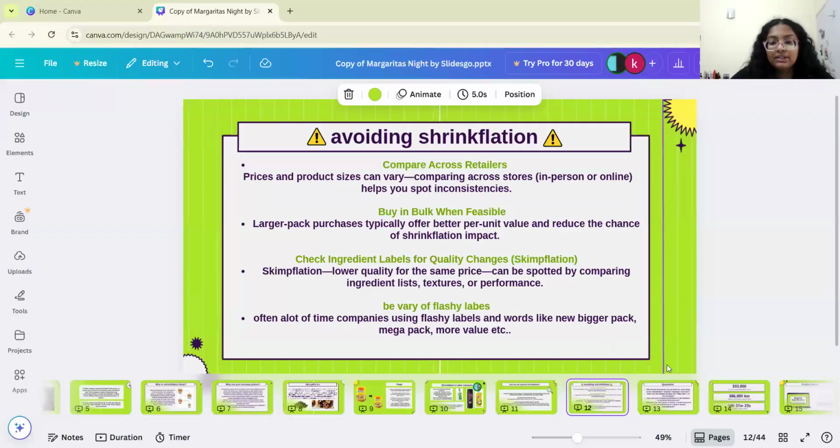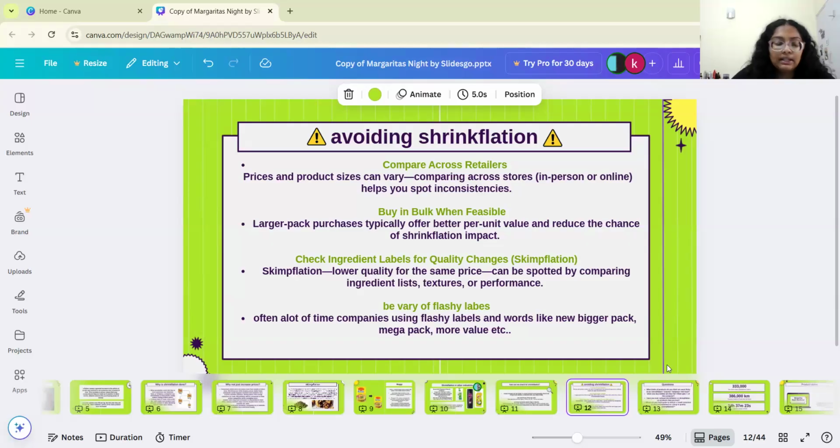So how can we avoid shrinkflation? You can compare across retailers. So say, for example, Maggie and Yippee, you can look at the prices, you can look at the labels, and you can see which product is actually worth more. Also, one other thing is that you guys can buy in bulk. These larger packs typically offer better per unit value. So, for example, a small bottle of hand wash would be maybe 50 paisa per gram or ml, but a bigger pack would be maybe 20 paisa per ml.